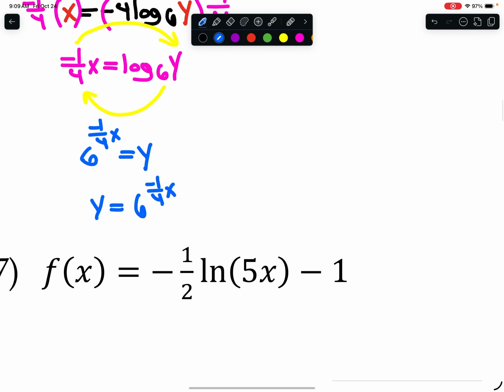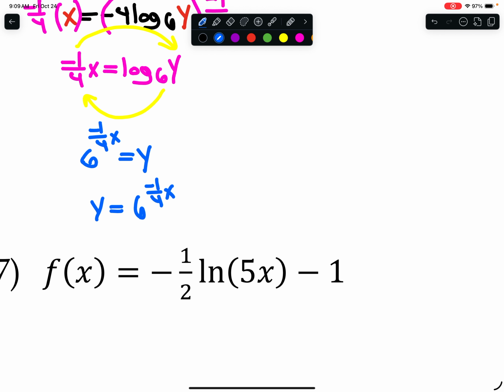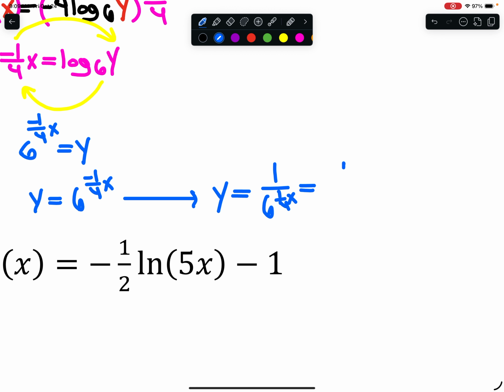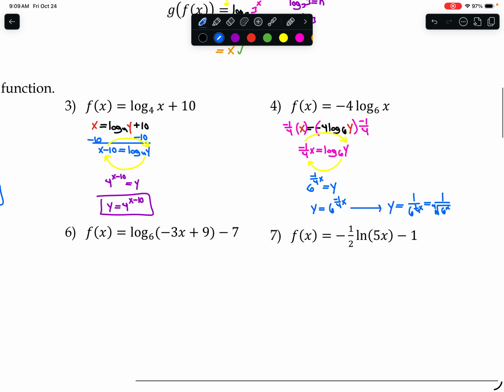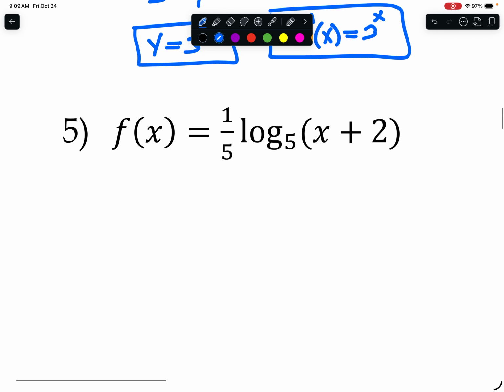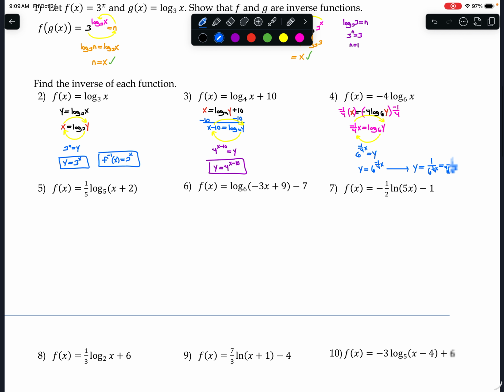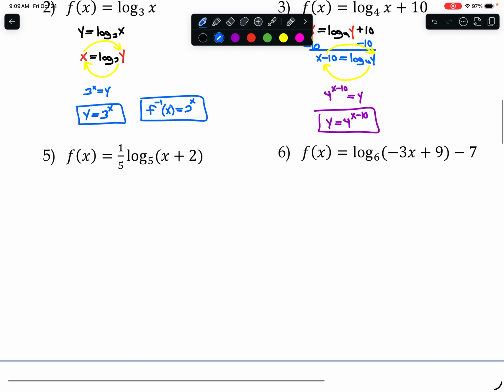Depending on answer choices or how we may want it written, we may want you to get rid of that negative exponent. If we want you to get rid of that negative exponent, then you would need to write it as 1 over 6 raised to the 1/4 x. Or another potential way that we could have you write it is 1 over the 4th root of 6 to the x. So there's just a bunch of different ways that we could have you write it, but we'll see. So I would say try 5 and 6 on your own, and then we'll do those two.